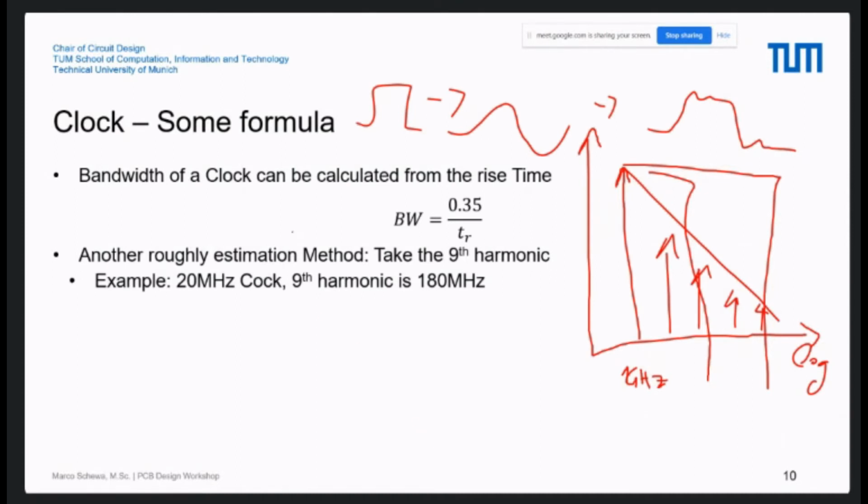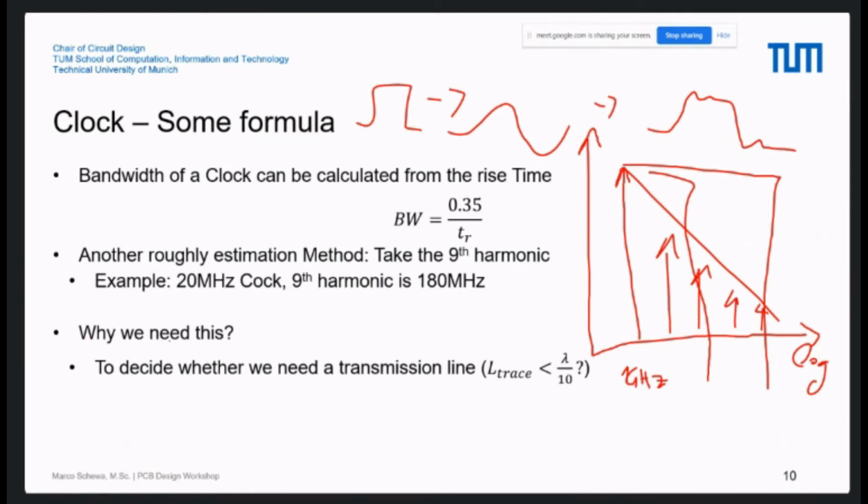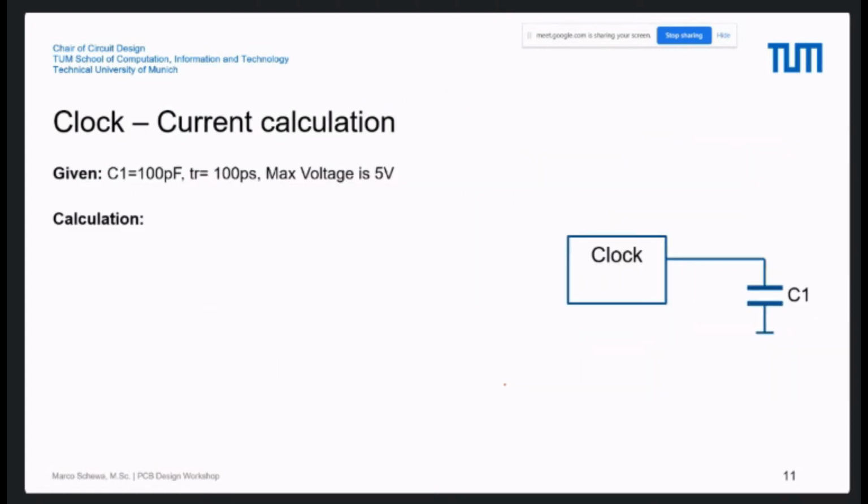So, why do we need this formula? It's very important to decide whether we need the transmission line or not. It means if the lambda, the wavelength, divided by 10 is smaller than the length of the trace, then you need a transmission line. You can see if you take some more harmonics, then you have a higher frequency. That means if your trace is long, then you need a transmission line. And for transmission lines, you have to take care of matching. But we'll talk a little bit later about it.